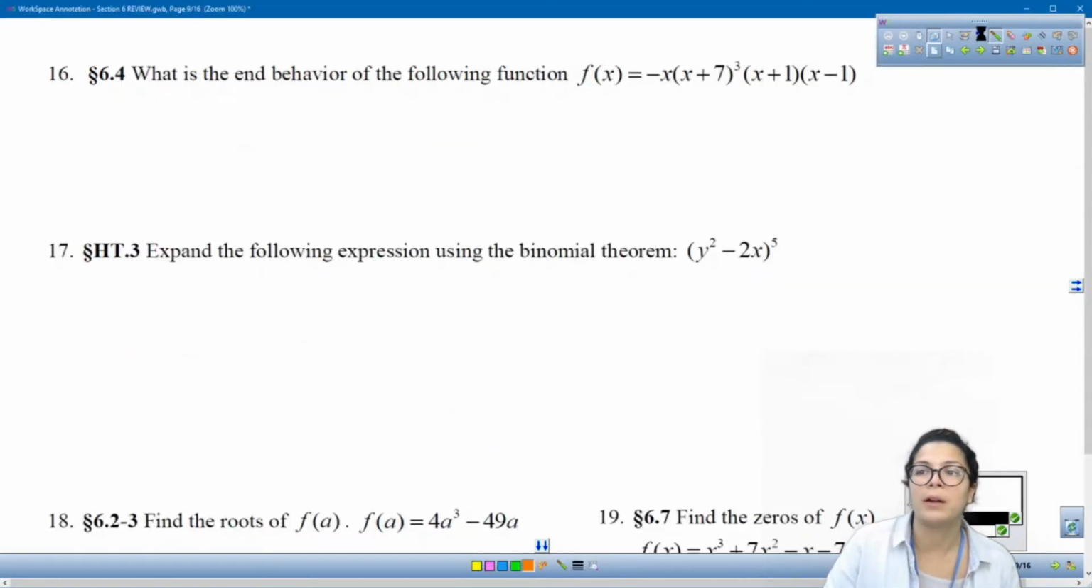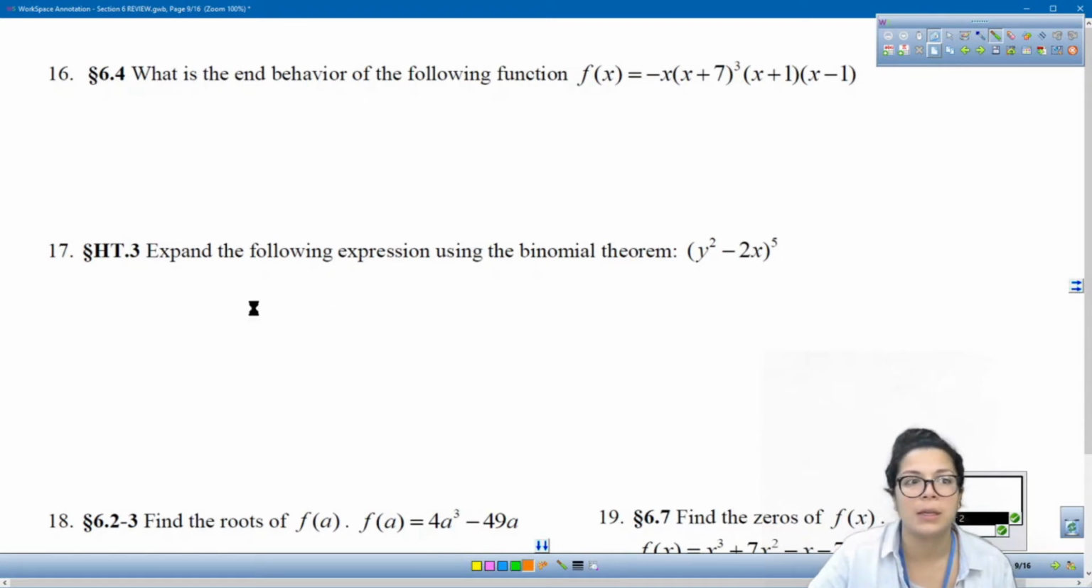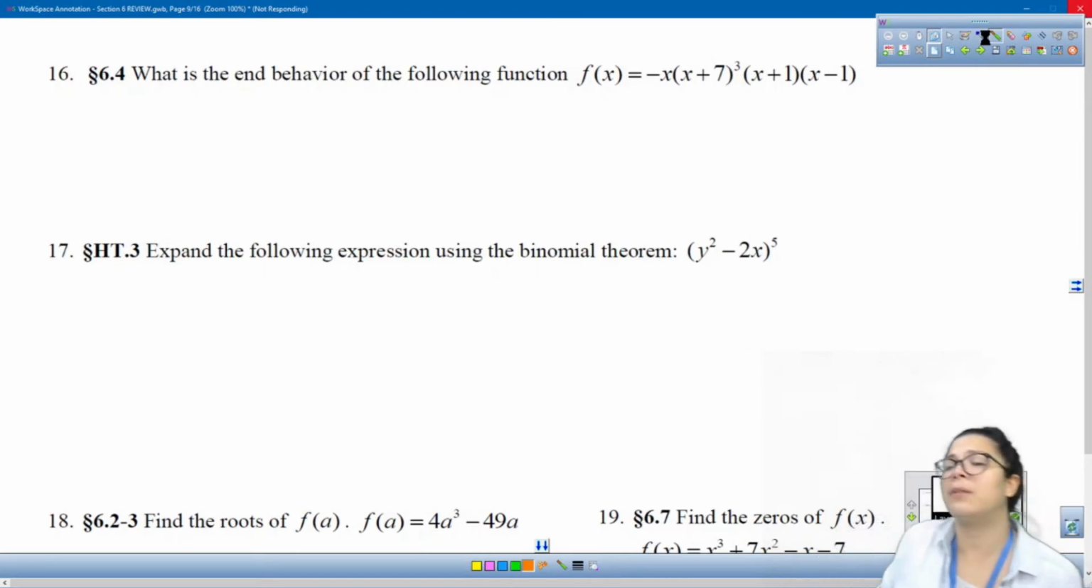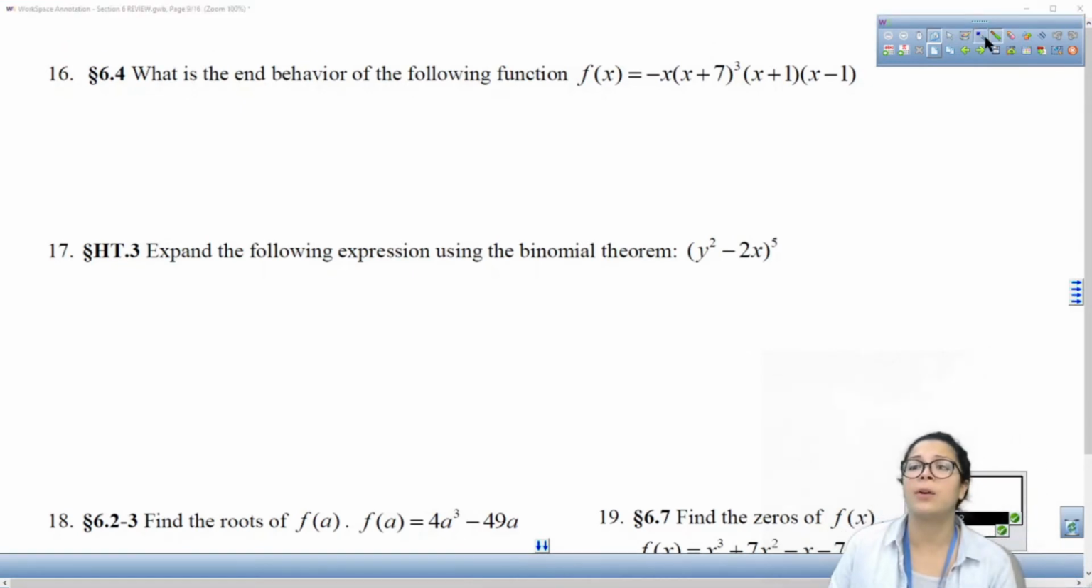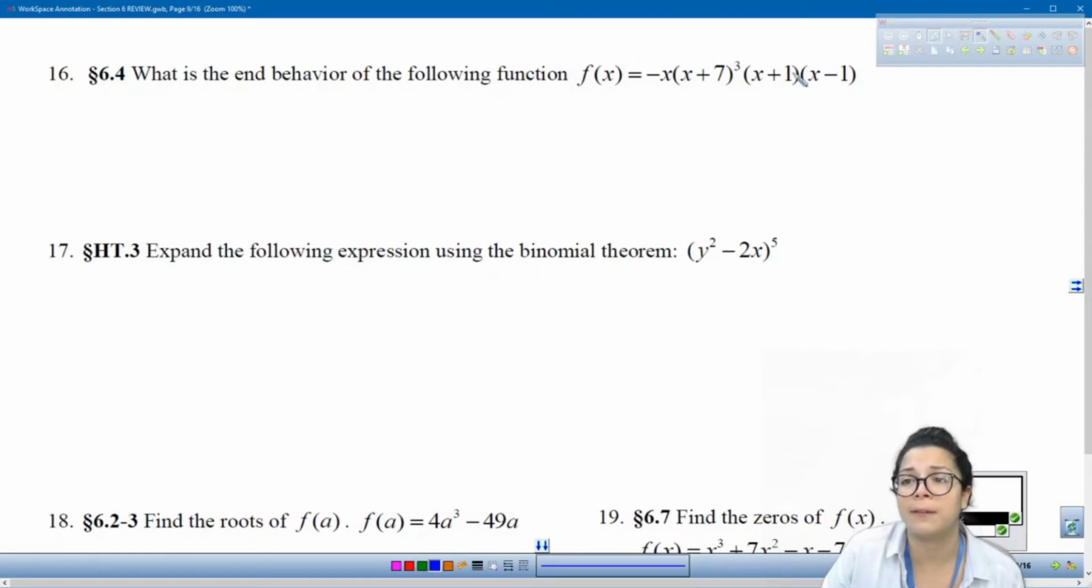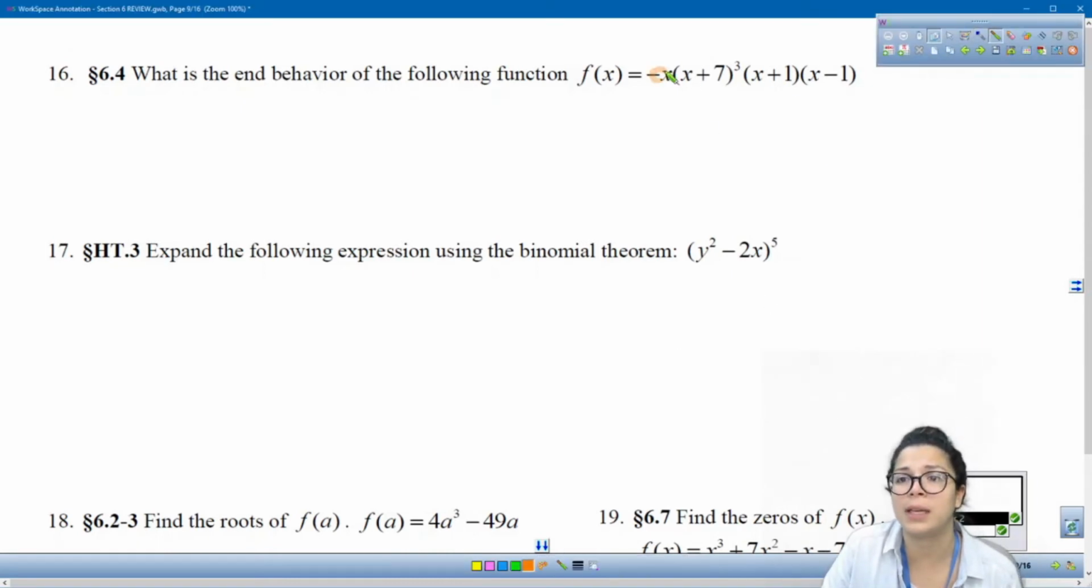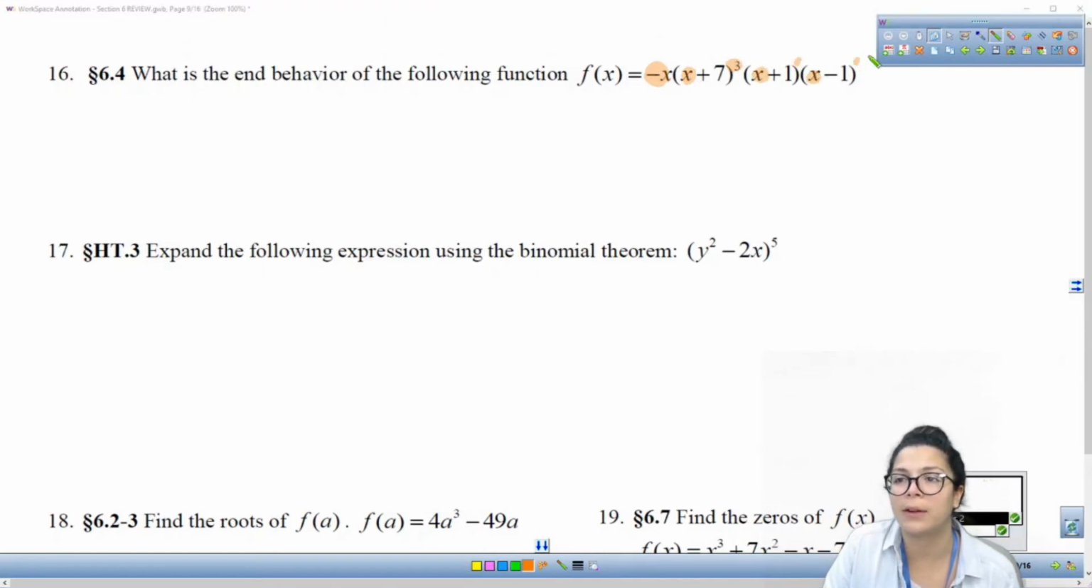Okay, move right along to number 16. So on number 16, we're asking for the end behavior of this function. Now again, for the end behavior, all you need is the leading term. In order to find the leading term, when it is in factored form like this, all you have to do is take your coefficient and your variable with its power and multiply them all together.